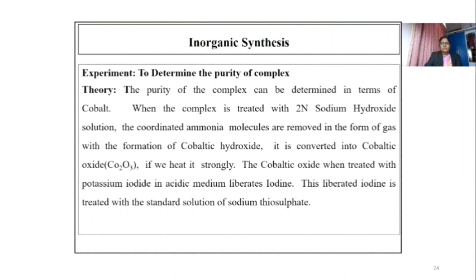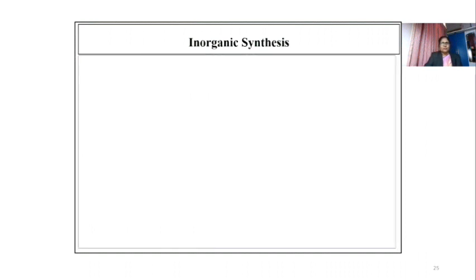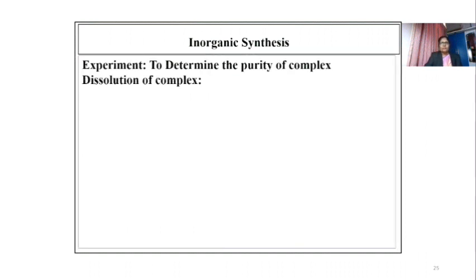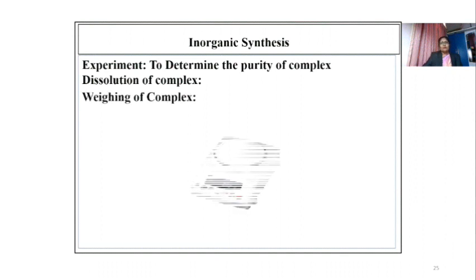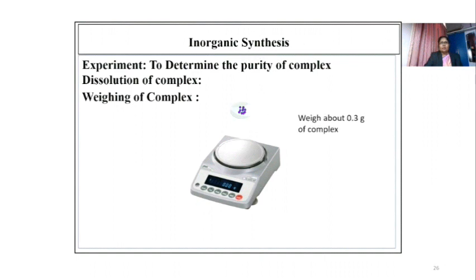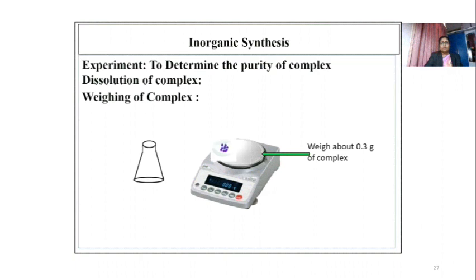Now let us see the procedure of the experiment. The first part of this procedure is the dissolution of the complex. To dissolve the complex, weigh accurately 0.3 gram of the complex and then, after weighing, transfer it into a conical flask.